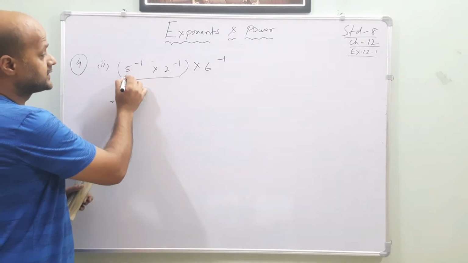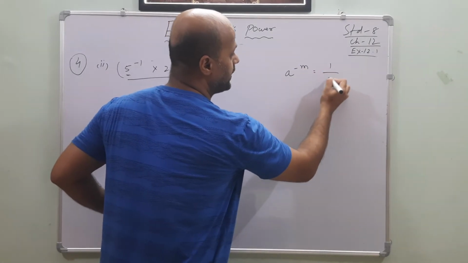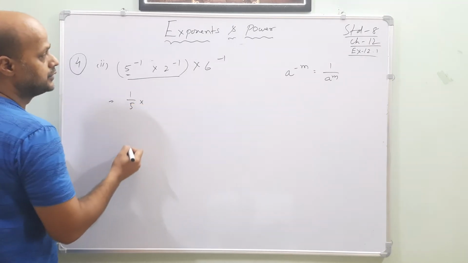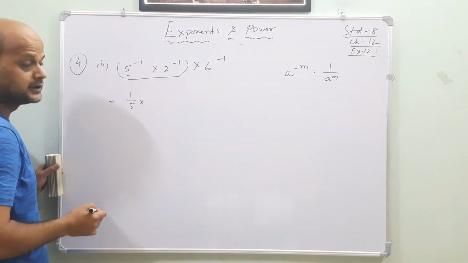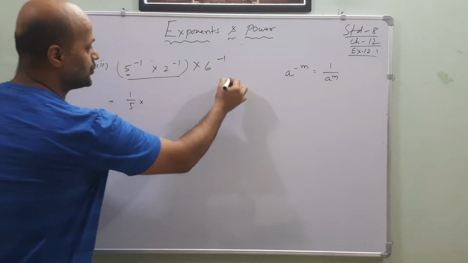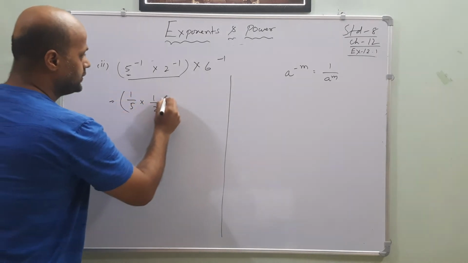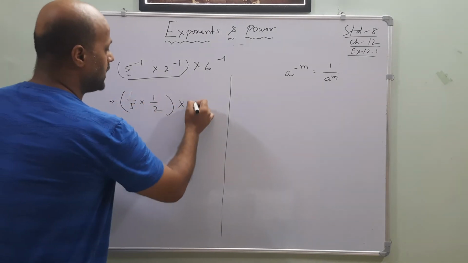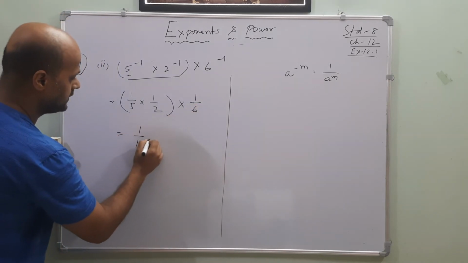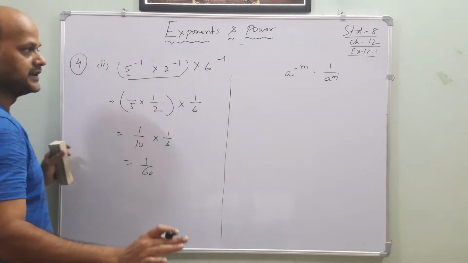What is the formula? A power of minus m is equal to 1 by a to the power of m. So put it as 1 by 5 into 1 by 2 into 1 by 6. I will show you two processes. It is 1 by 10 into 1 by 6, which is equal to 1 by 60.